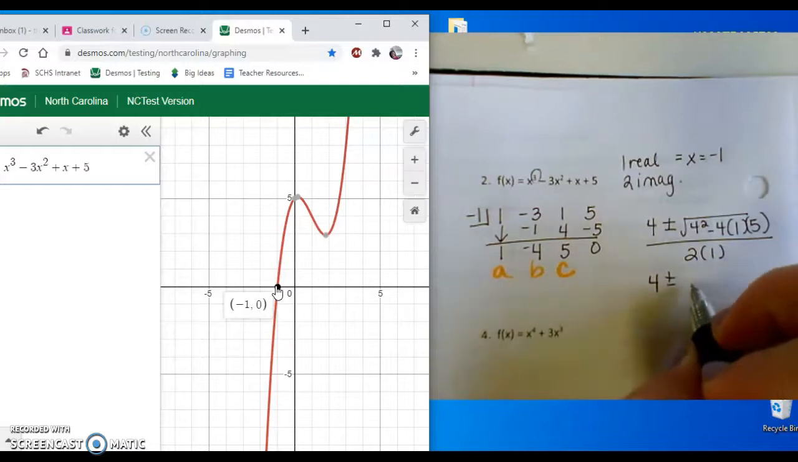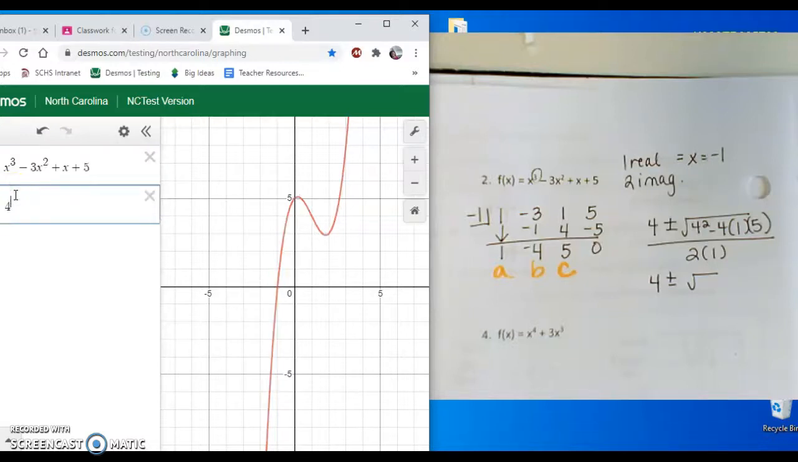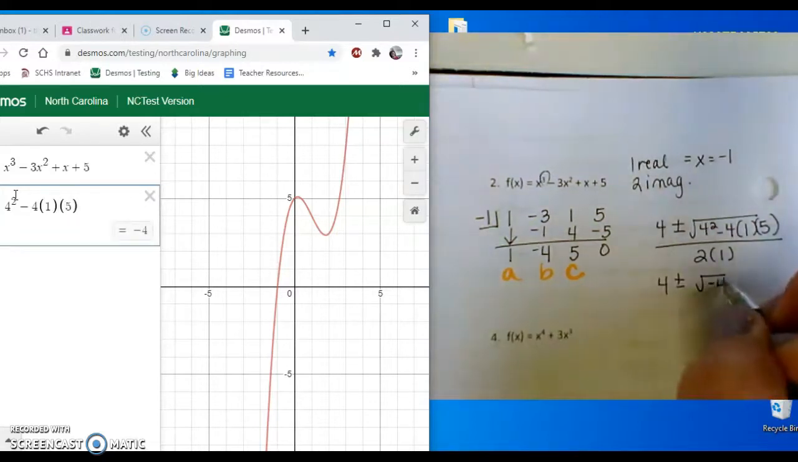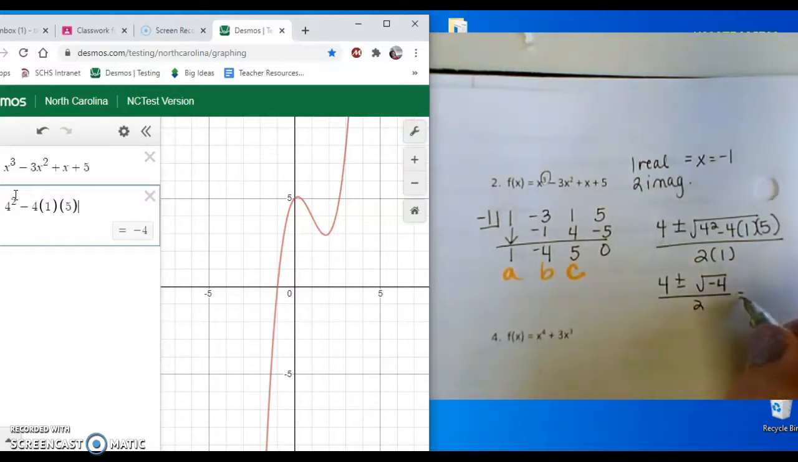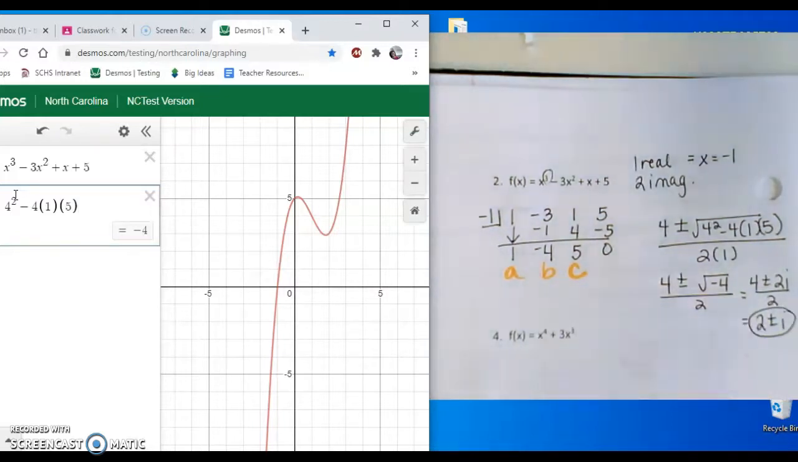Alright, do like we've done before. Put in the 4 squared minus 4 times 1 times 5. Figure out what that is. -4. Alright, I know what the square root of 4 is. It's 2. And then I'm going to put an i with it. And then last step, divide everything by 2. And then that's my answer.